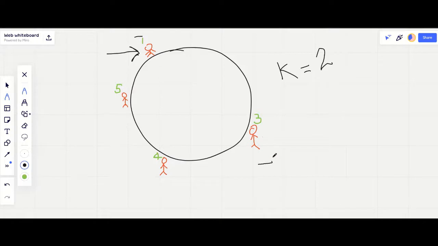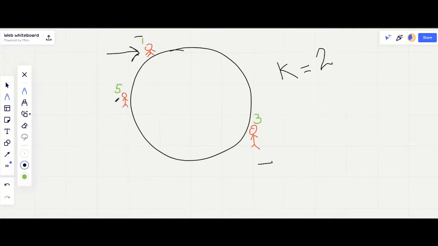Now the counting starts again, and k is 2, so 1 and 2, this person now leaves the game. So now there are only 3 people left. Now we'll start the counting again from fifth. When we are starting from fifth, we know that if we are moving in the clockwise direction, if the i is at n, we need to consider the first position.